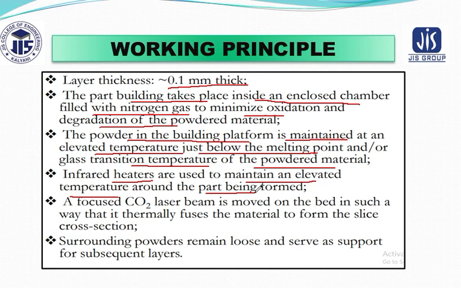Next, what we are going to do in this particular process is that a focused carbon dioxide laser beam is moved on the bed in such a way that it thermally fuses the material to form the slice cross section. So material is laid over the bed and you focus the carbon dioxide laser beam over the bed in such a manner that you thermally fuse the material and form the slice cross section. Now the surrounding powder remains loose, okay, and serves as a support for the subsequent layer.